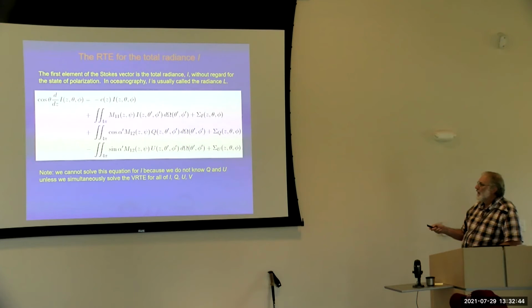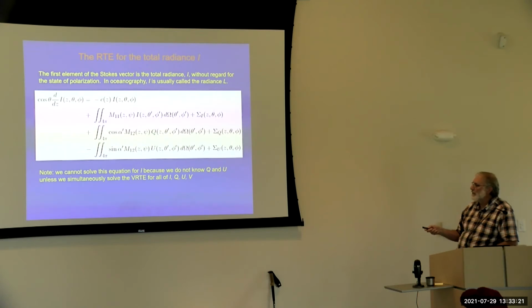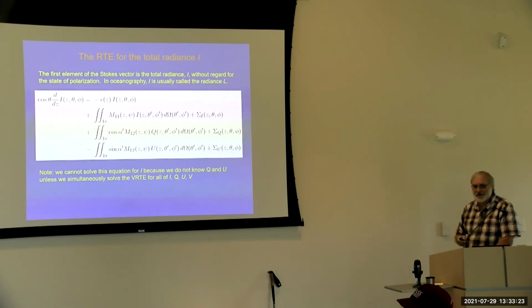So here's this part, here's the M11 element, which is the volume scattering function, times the radiance, first element, and there could be a source term that's putting unpolarized light into the water. But then the other parts of the matrix give you these two terms that involve the M12 elements, and then there's the Q and U components, which are describing the plane polarized light. So I only care about the unpolarized light, but I can't predict that unless I know the state of polarization, so I can evaluate those terms.